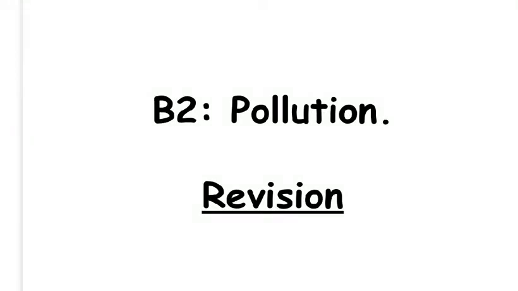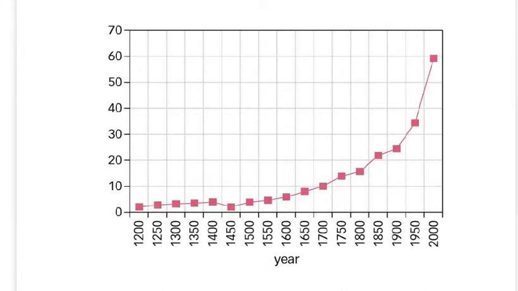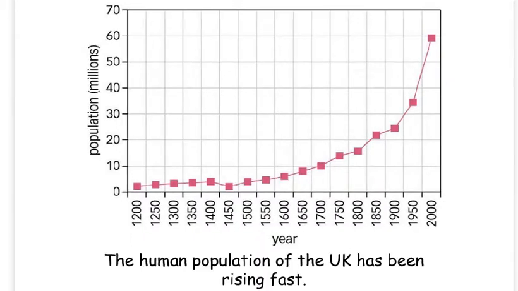This is the revision video for Unit B2, Pollution. What does this graph show? The graph shows us the population of the UK and how it has changed over the last 800 years. It shows a very rapid increase in the population over the most recent few hundred years, and it's still rising.